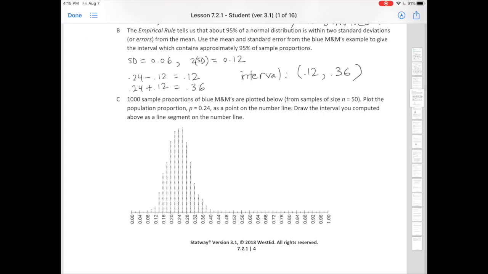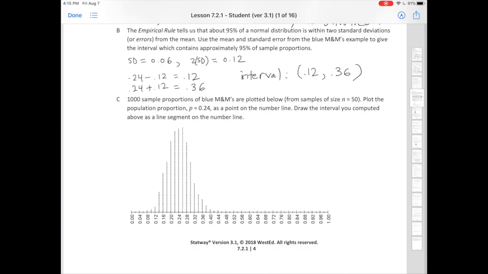We're going to continue on and visualize this with a picture. Let's suppose that you were to take 1,000 sample proportions of blue M&Ms. Now remember, this doesn't mean you're taking 1,000 M&Ms. What this means is you're taking a sample of size 50, you're figuring out the proportion of blues, you put a dot there, and then you do that experiment 1,000 times.